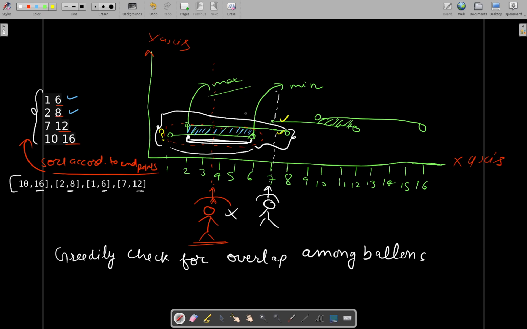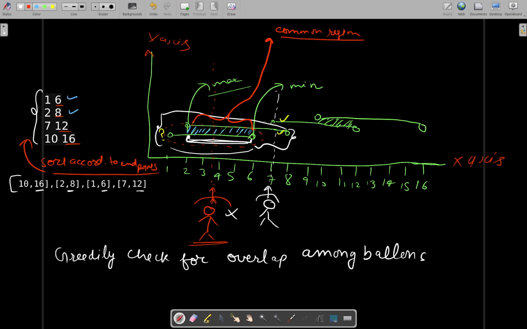Okay, so that's why we will be only interested in the region which is common to both of the balloons. Okay, so this is the common region, that's why we are only interested in the common region. So let me change color again. So this region is the common region in the overlap that we are interested in. So we have to find out these common regions.